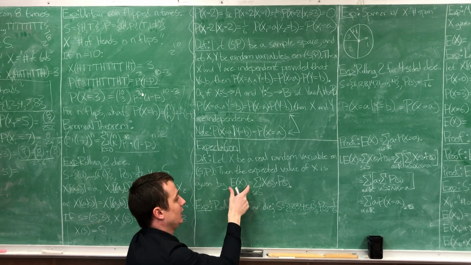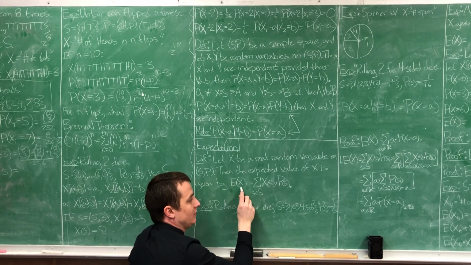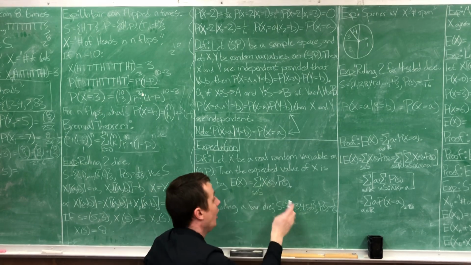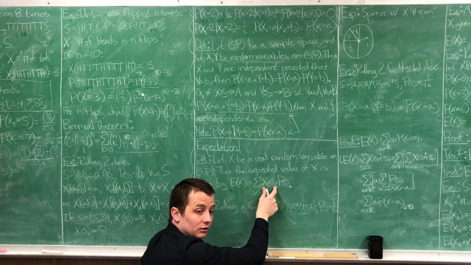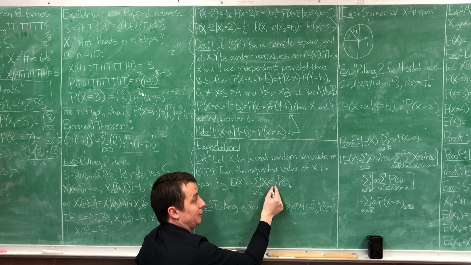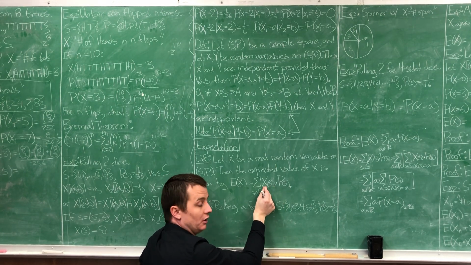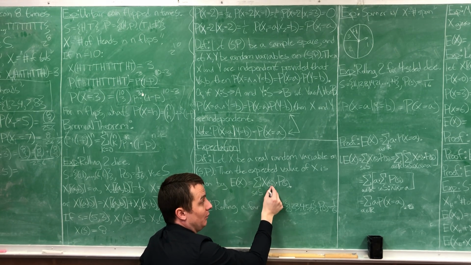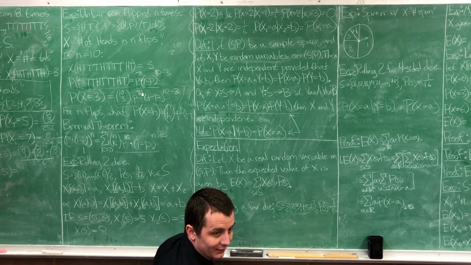We're going to use this 1,000 times. The expected value of x is equal to the sum over all little s in big S of x of s, the number that x spits out when you give it little s. Remember, x is a real random variable, so this is going to be a real number. The number x spits out when you give it little s, times the probability of that little s.